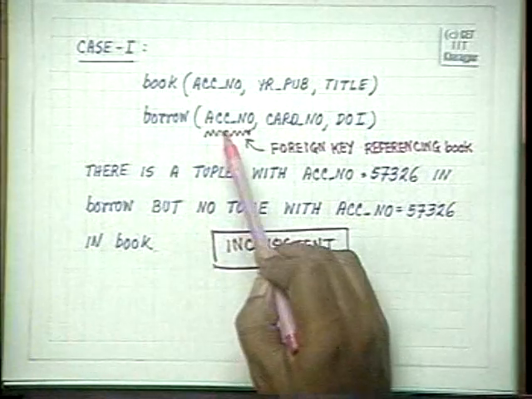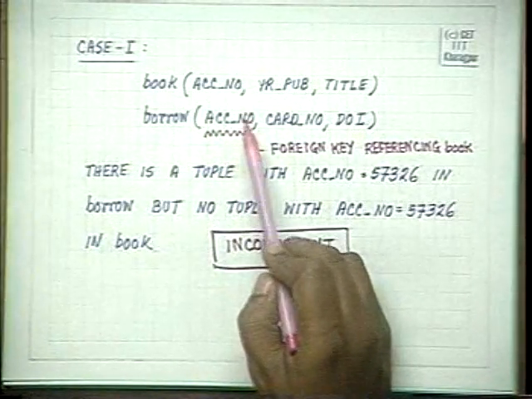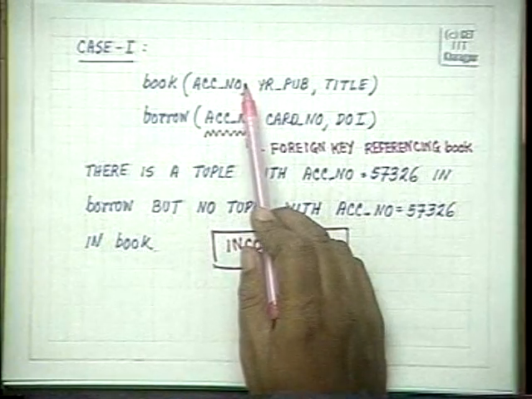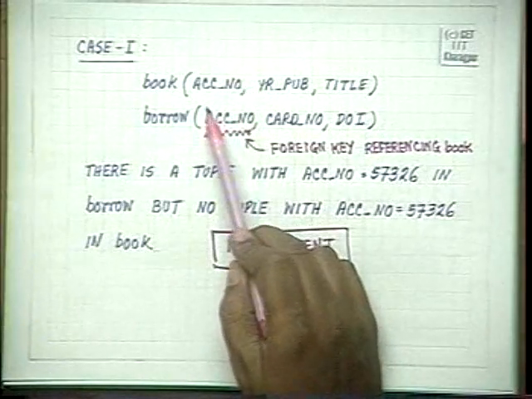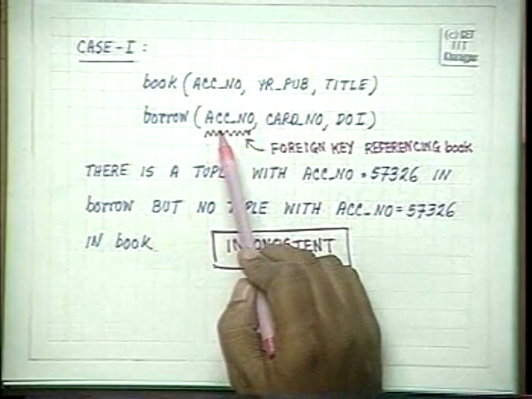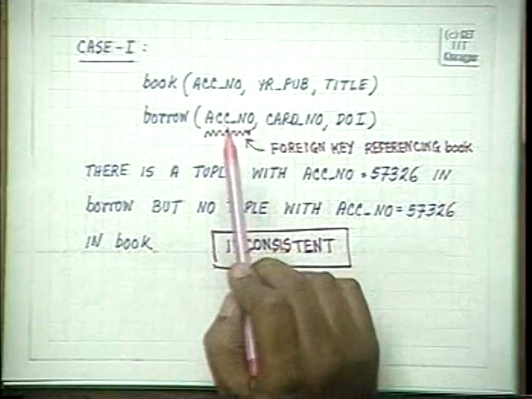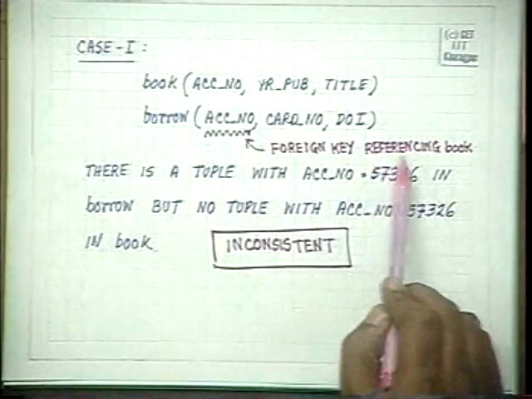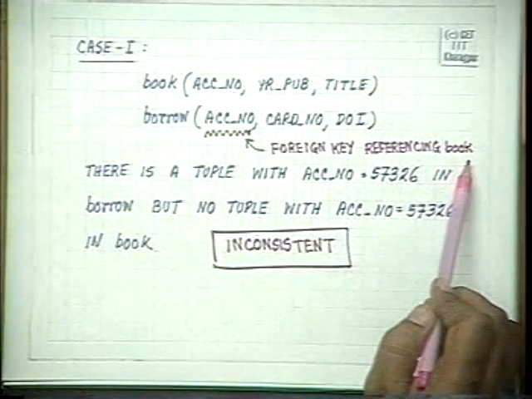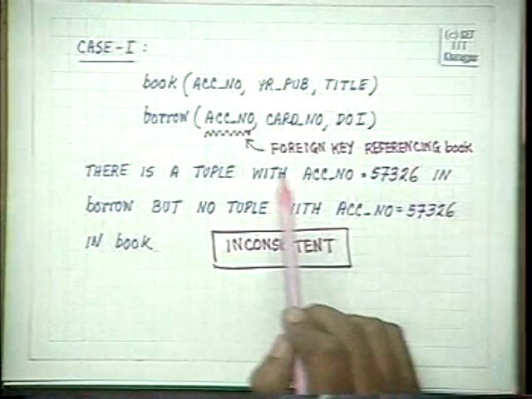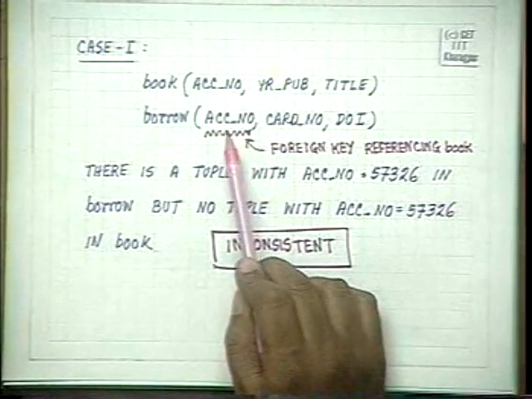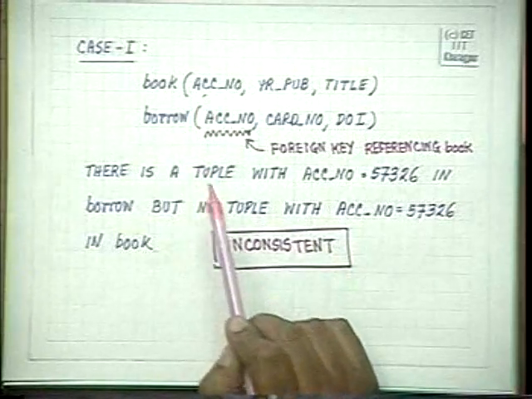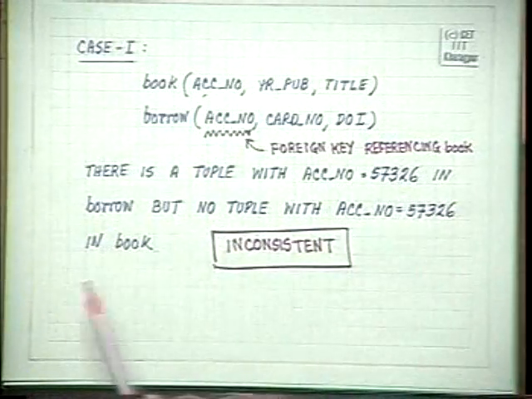Therefore, a foreign key will always be the primary key of the relation which is referenced. If an element is a primary key here, under normal situations, it will be the key attribute of the referenced relation. So, whenever we say that accession number is a foreign key referencing book, we mean that this situation will never take place.